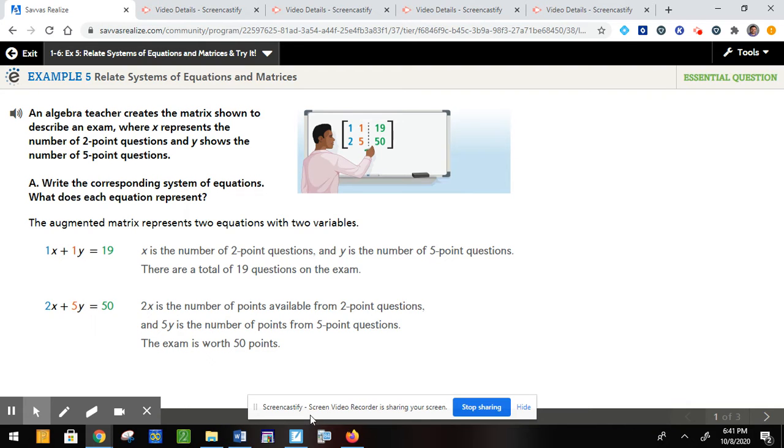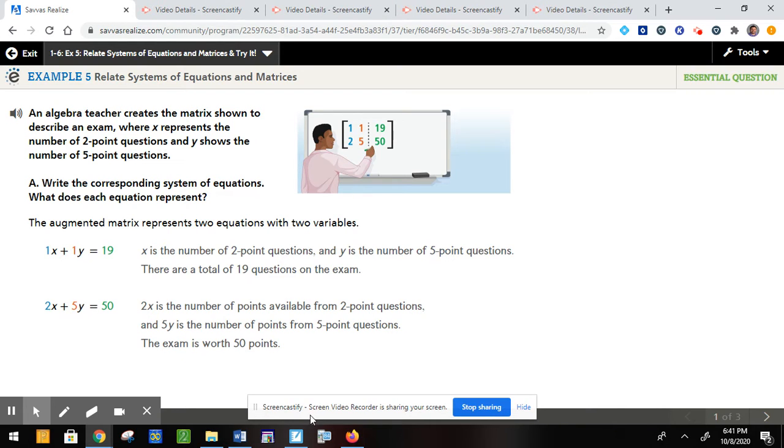The second equation would be 2x plus 5y equals 50. So 2x is the number of points available from 2-point questions. 5y is the number of points from 5-point questions. And the whole thing is worth 50. Right? Where are these numbers coming from? There's no way you would be able to figure that out, right?